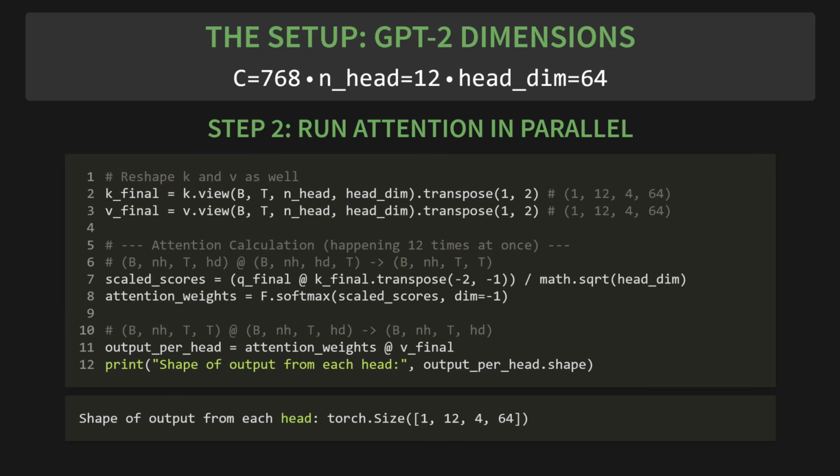Then we scale it. We apply softmax. And finally, we multiply the attention weights by V_final. So a B, n_head, T, T matrix times a B, n_head, T, head_dim gives us our final output per head. And if we print the shape of the output from each head, we see torch.Size of 1, 12, 4, 64. Perfect! Each of our 12 specialists has done its job.